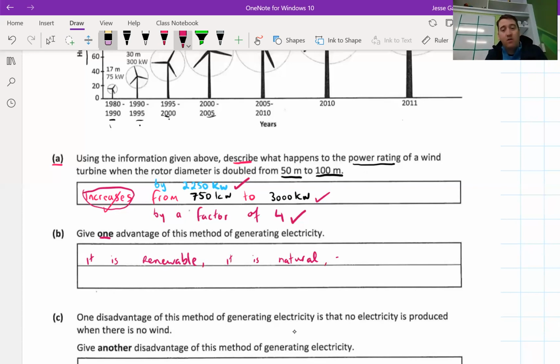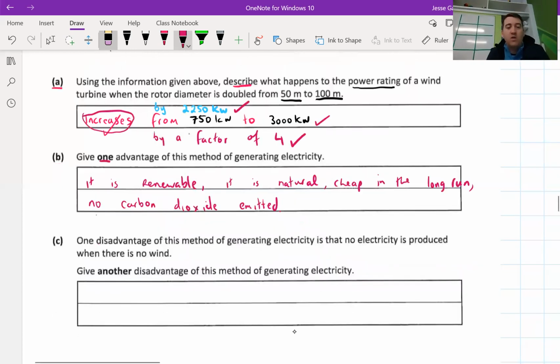It's cheap in the long run. So there might be a cost associated with setting it up, but it pays itself back in the long run, or it's cheaper over time, you could say. Another thing is that it does not release carbon dioxide. No carbon dioxide emitted, and that's a massive one when it comes to energy. We know the issues surrounding that. Okay, all right, so those are the advantages.